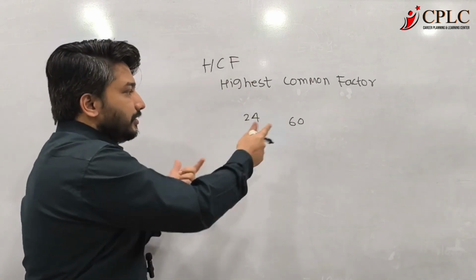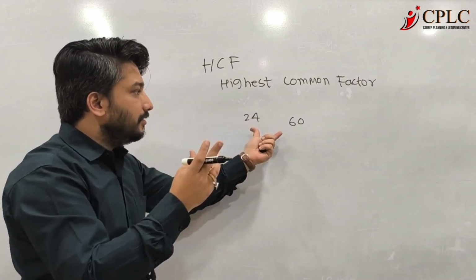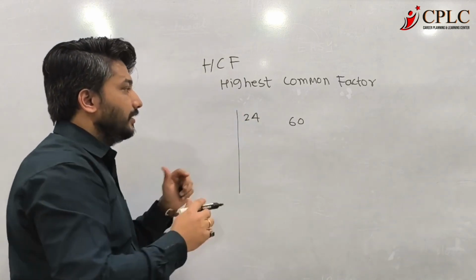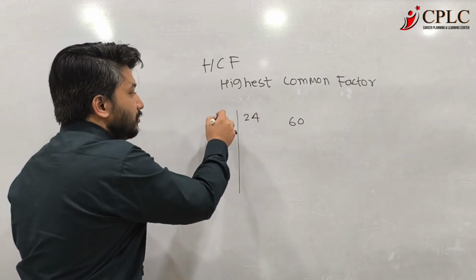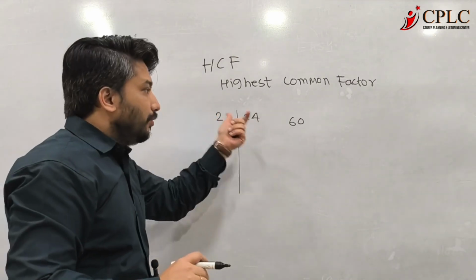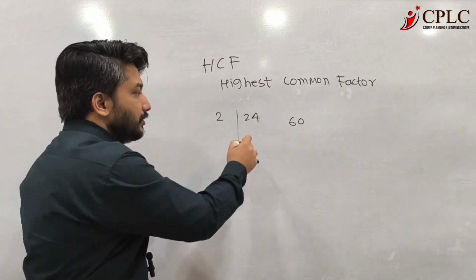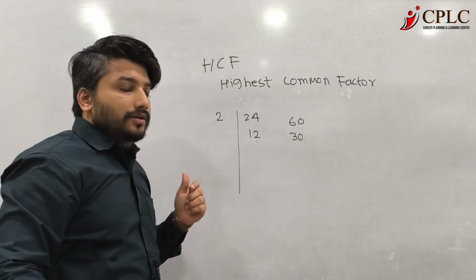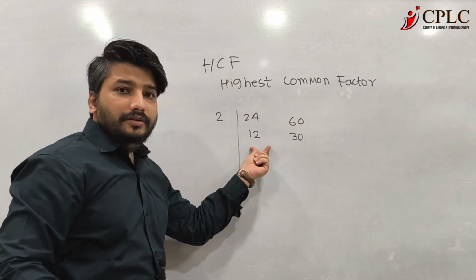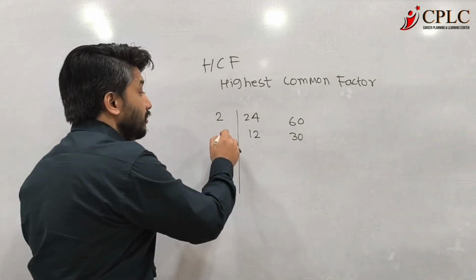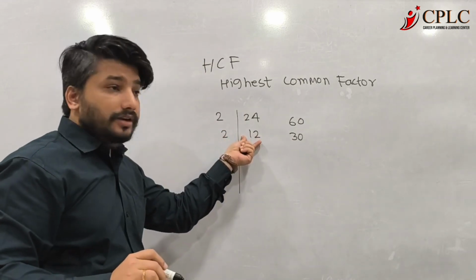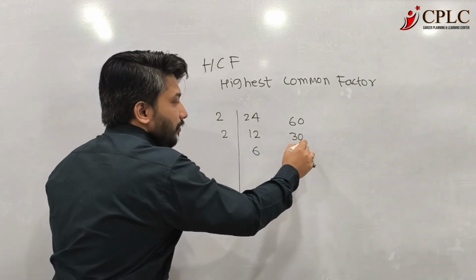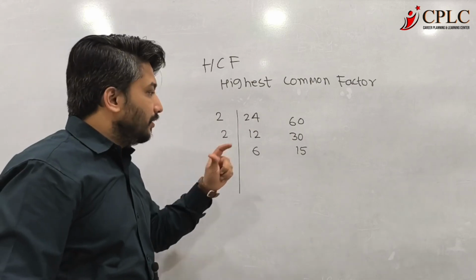So 24 and 60, obviously, if we think from a very basic point of view, both are even numbers. So both can be divisible by 2. If we divide both these numbers by 2, what will we be left with? 12 2s are 24 and 30 2s are 60. Now these 2 numbers are again even numbers, so they can be further divided by 2. If these 2 numbers are again divided by 2, we are left with 6 2s are 12, 15 2s are 30.